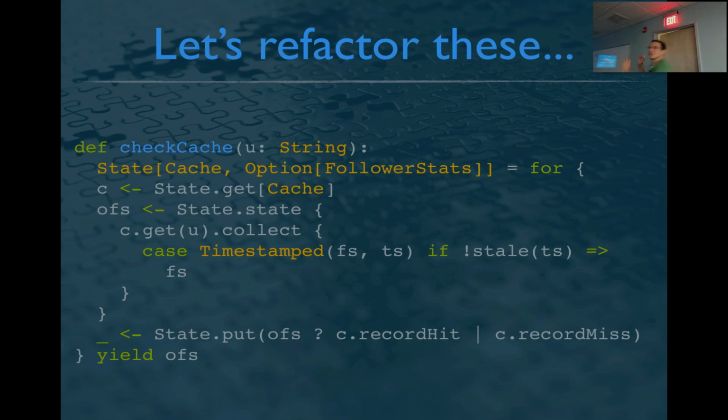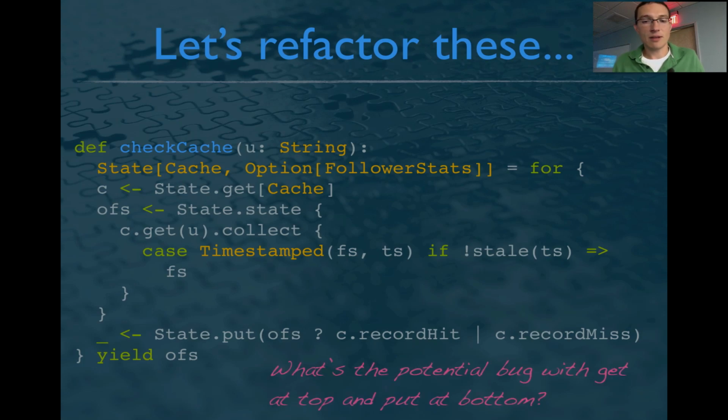That at least gets you into this style, but then you kind of have to look at it and say, okay, now does this make sense? Is this really what I wanted? And in this case, because state.state is the only combinator between the get and the put, there is no bug here. But if that was not state.state, and it was actually something that had any effect at all on the state value, that would be a problem.